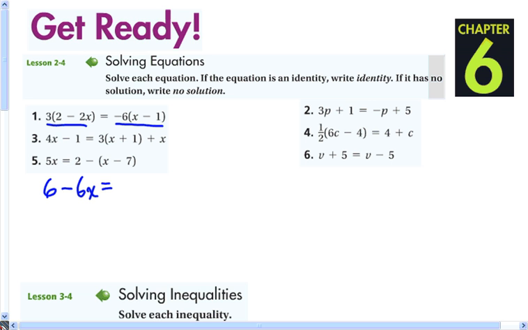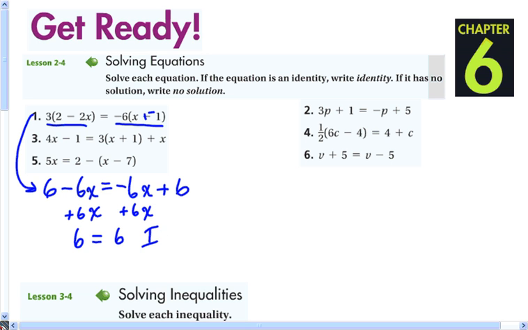is equal to negative 6 times x. And when you take negative 6 times negative 1, you get plus 6. Now, if you think about these two, so I have 6 minus 6x. Let's say I add 6x to both sides here. Plus 6x. When I do that, I get 6 on this side, and I get 6 on this side. When that happens, when you get a true statement, that's an identity, and any number is a solution.